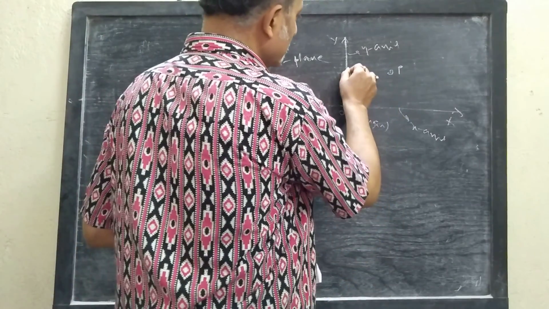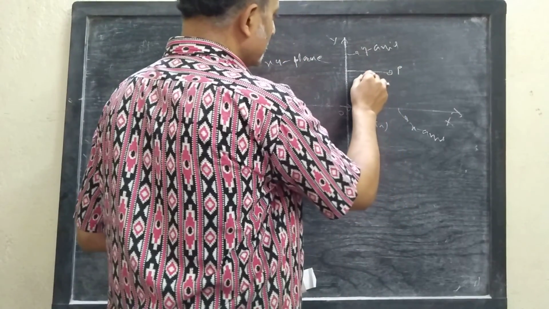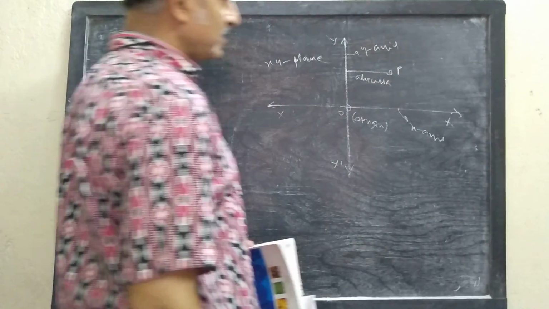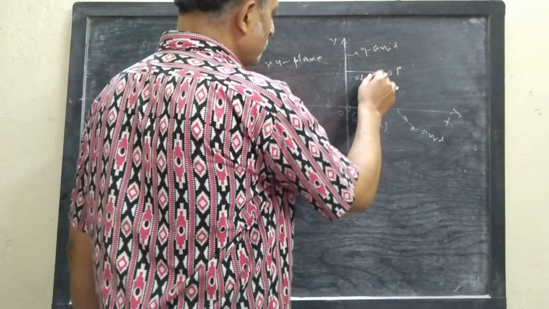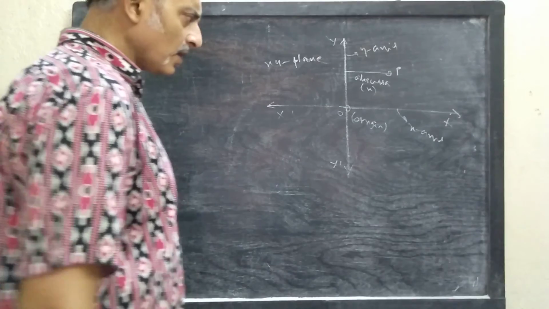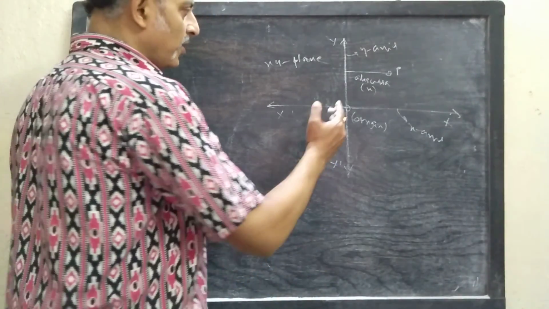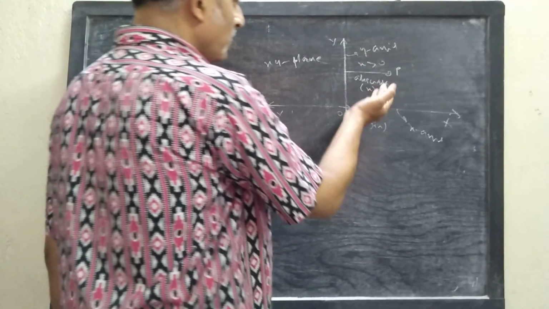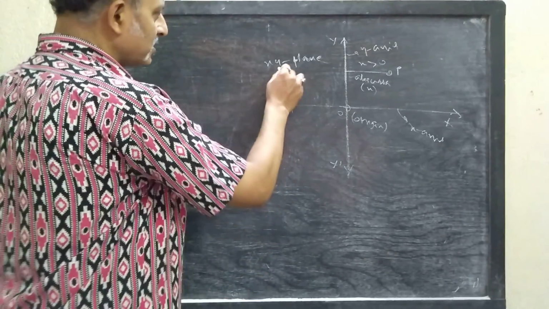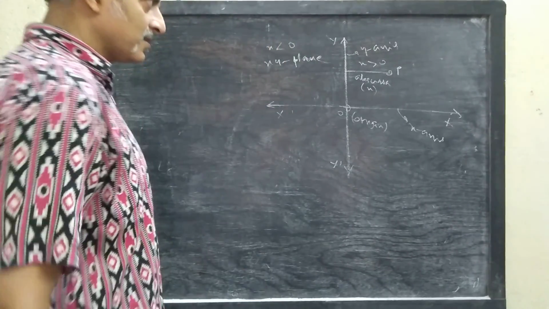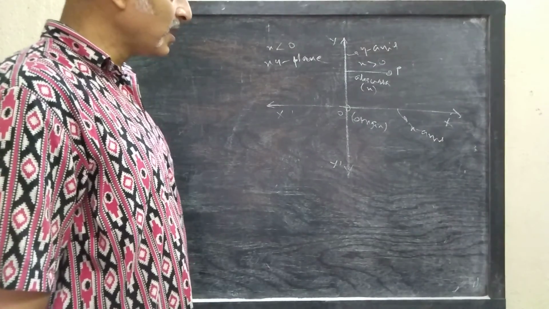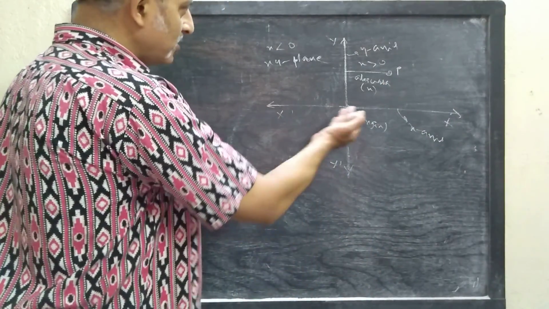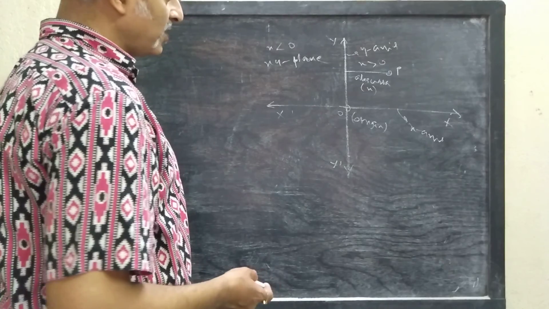Now, the distance of this point P from the y-axis is known as the abscissa, and this is usually denoted by small x. Now, there is a convention. For the points which lie on the right side of the y-axis, the abscissa is positive, that is x greater than 0. For the points on the left side of the y-axis, the abscissa is negative, that is x less than 0. So in general, x greater than 0 represents the region on the right side of the y-axis, and x less than 0 represents the region on the left side of the y-axis.